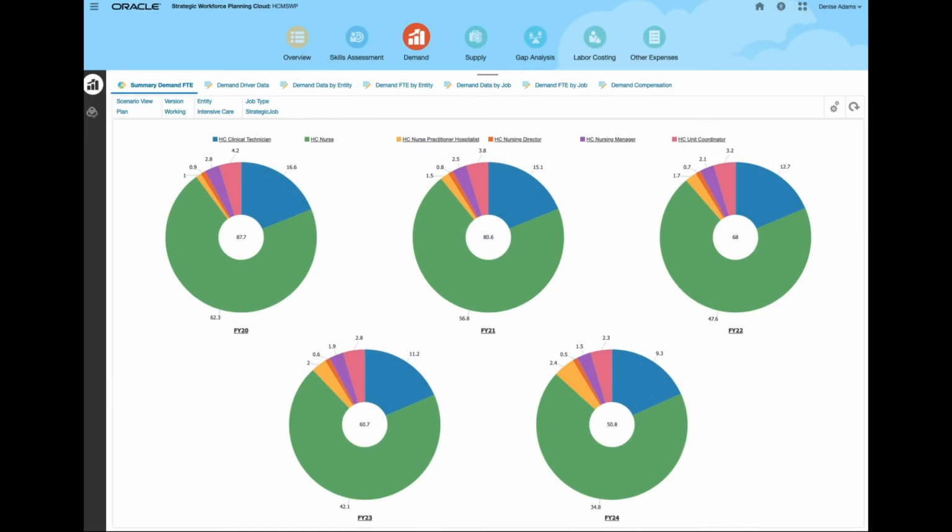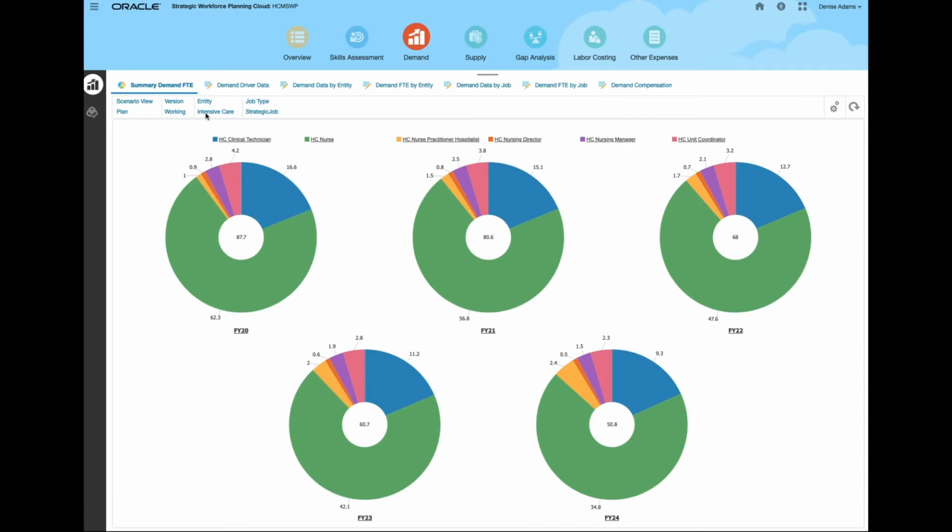So now we're going to look at how we might use automation tools to affect the demand side of our planning. I'm currently looking at the demand side of our plans, and I can see that within my intensive care unit I have certain demand for certain headcounts in certain job roles. So for example, the larger green areas are for my nurses. I've also got nursing managers, unit coordinators.